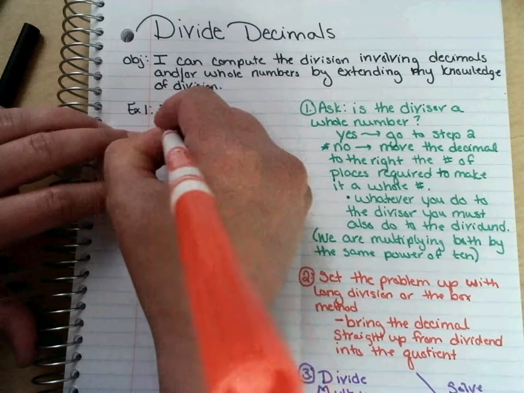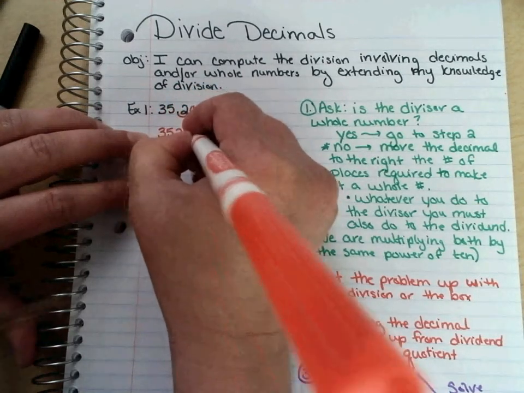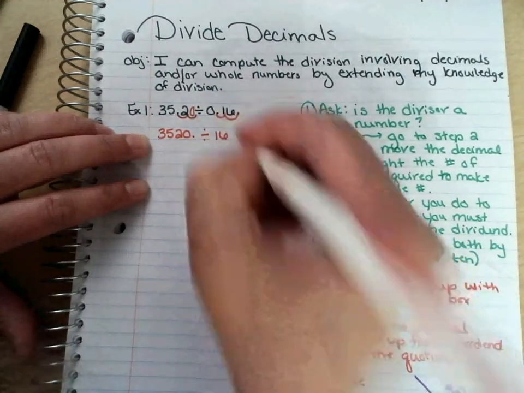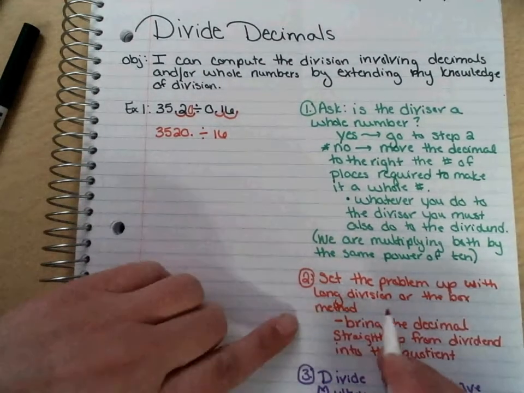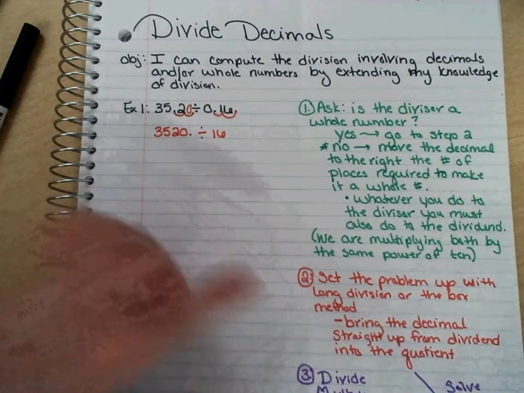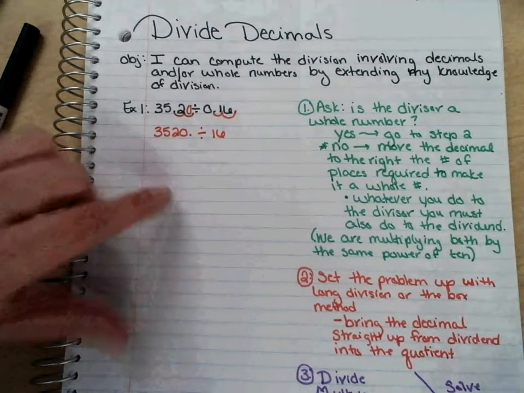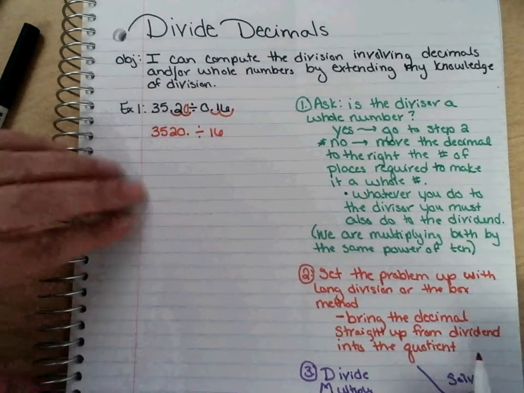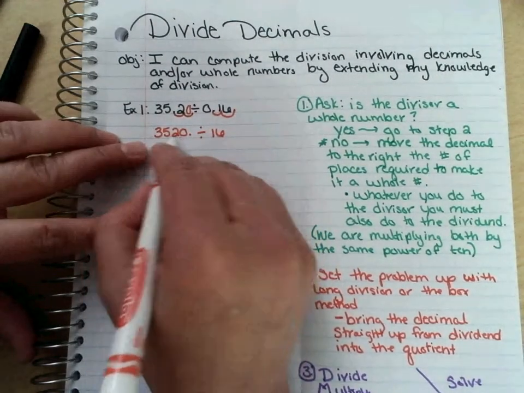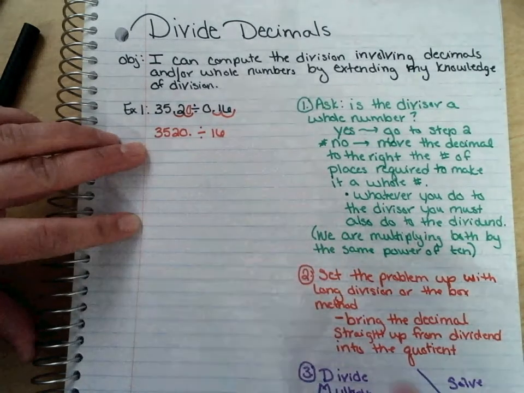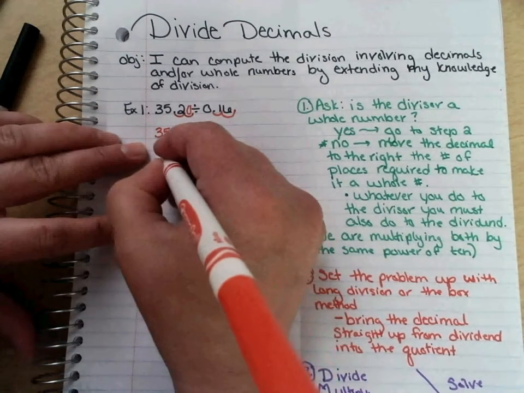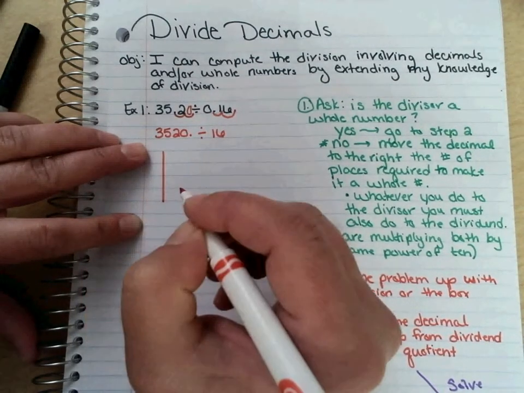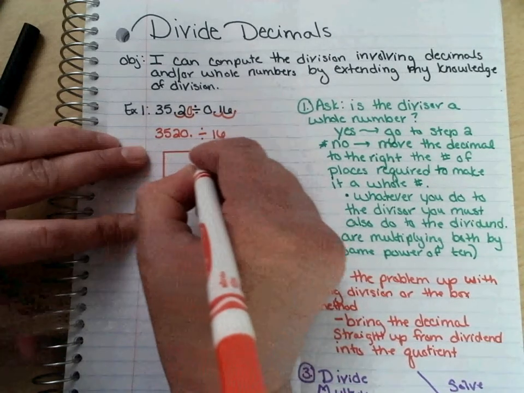So now I'm going to rewrite this problem because now it becomes 3520 with my decimal here divided by 16. Now I'm going to set the problem up with long division or the box method. I'm going to use the box method because most of you prefer that for this one, and then I'll use long division on the next one. I'm going to bring the decimal straight up from the dividend into the quotient. So here I know that I need a box of at least 4, and like I told you, with box method you need to leave room to annex more zeros, if needed.